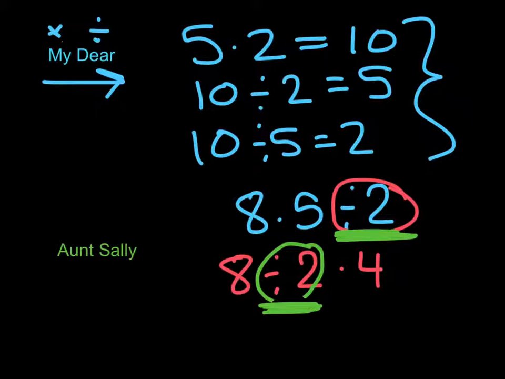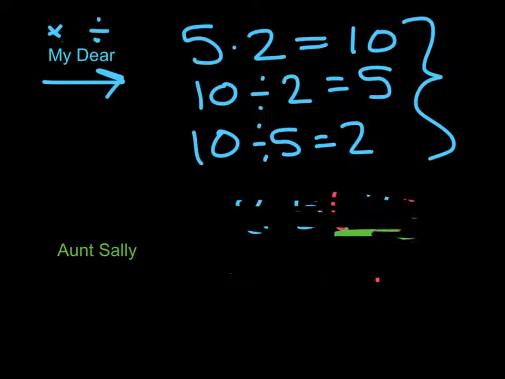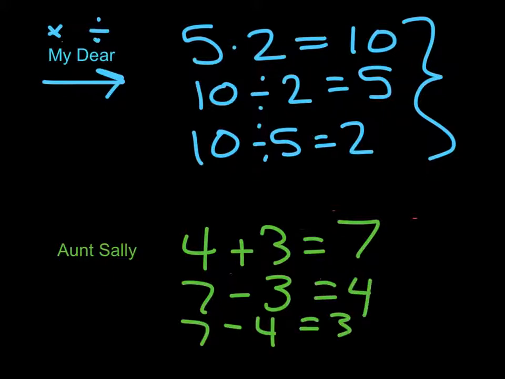All right, same thing with Aunt Sally. With Aunt Sally, addition and subtraction are like fact families. Think about elementary school. When you had something like 4 plus 3 equals 7, well, not the same, but 7 minus 3 equals 4, and 7 minus 4 equals 3. They're fact families. So adding and subtracting go together.